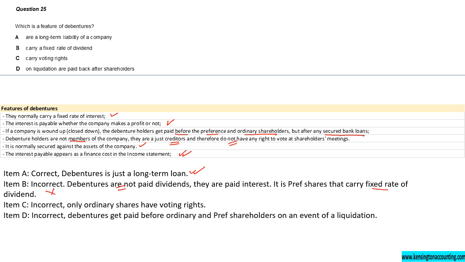Option C, they carry voting rights. No, because they're not shareholders or members of the company. They do not have any voting rights. Option D, on liquidation, they are paid after shareholders. That's wrong. They get paid before shareholders. Therefore, the correct answer is A.